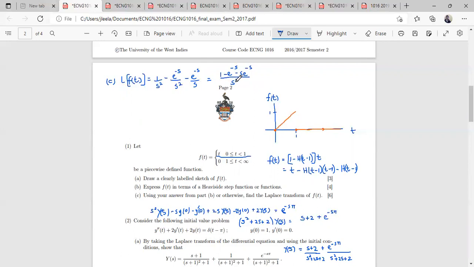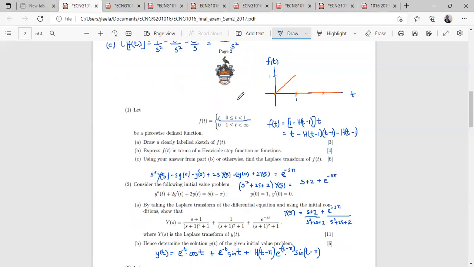And if I want, here I could just write s squared as my LCM. So I'll have to put on top here 1 minus e to the minus s minus s e to the minus s. And that completes it. Question 1.